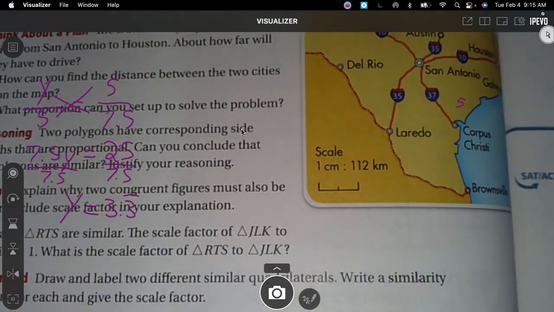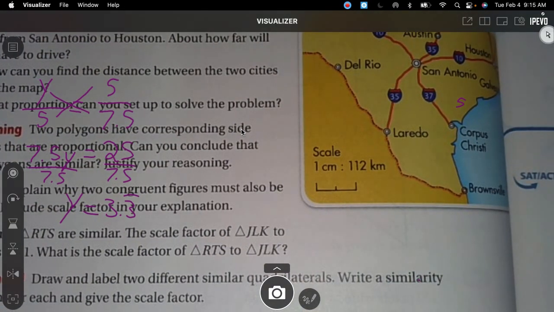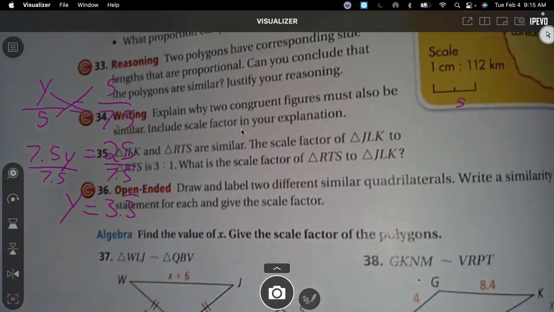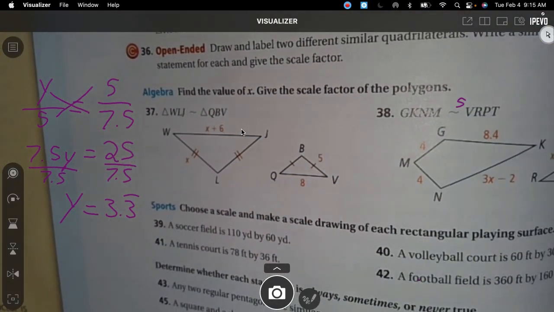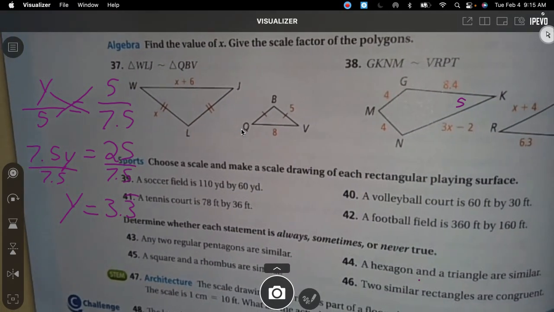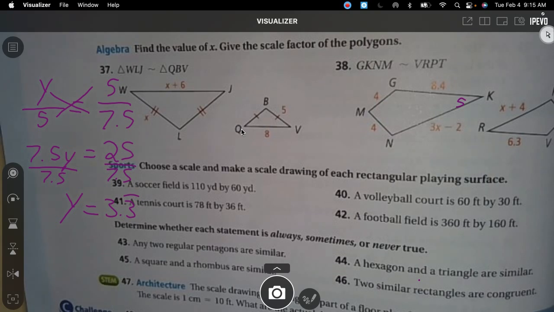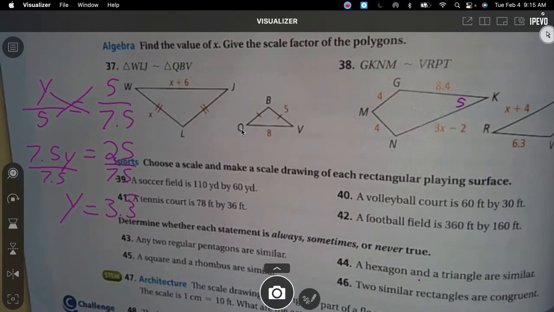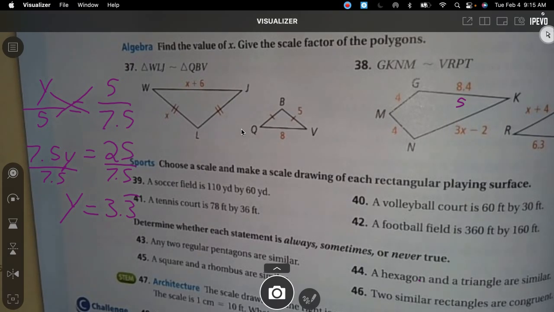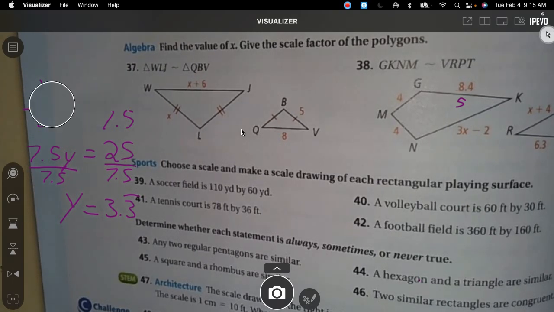I'm trying to find one like on your paper. Oh, here we go. I think this one will work. Okay, it says that these triangles are similar, so find the value of x. All right, find x, and then let's give the scale factor. It's kind of like some of them on your paper.